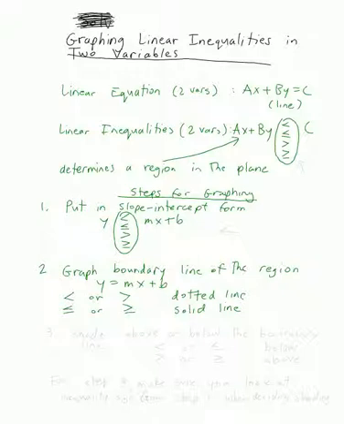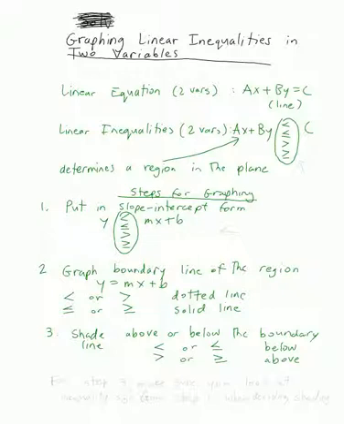After you do this, step three: you're going to shade above or below the boundary line. Now, how do we decide whether it's above or below? Well, if it's less than or equal to, since you have y less than, that means it's below, so you're going to shade below the line. And if it's greater than or equal to, you're going to shade above the line. So those are the two cases you have to look at.